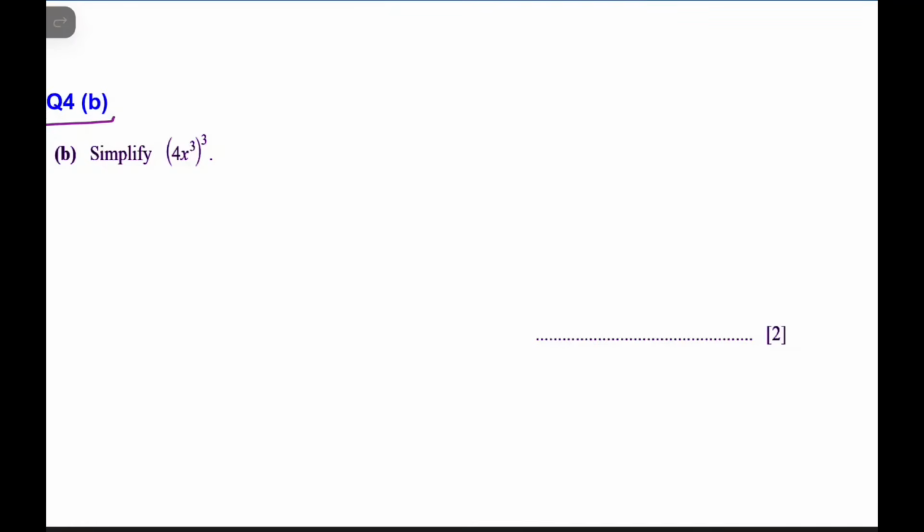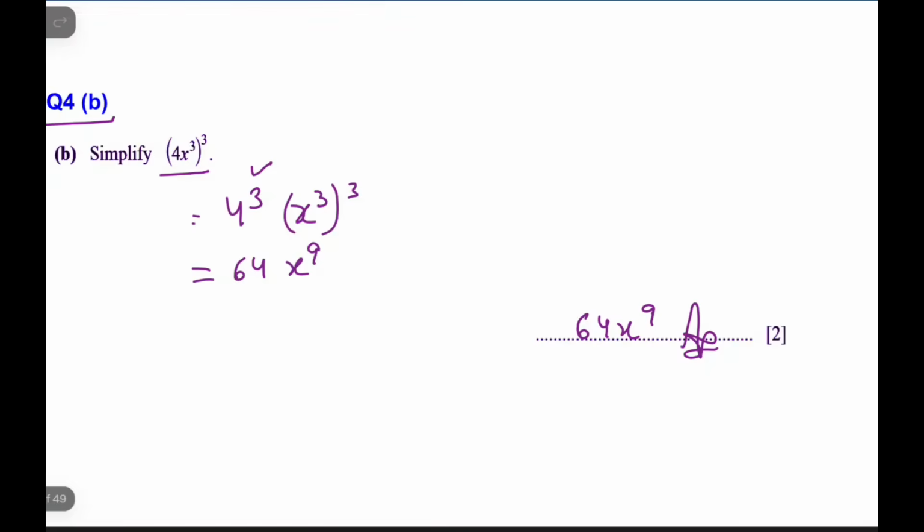4, b part, simplify. Now this can be written as 4 power 3, x raised to power 3, whole power 3. Now 4 raised to power 3 is 64, x power 3 whole power 3 will be x power 9. So 64 x power 9 will be our answer.